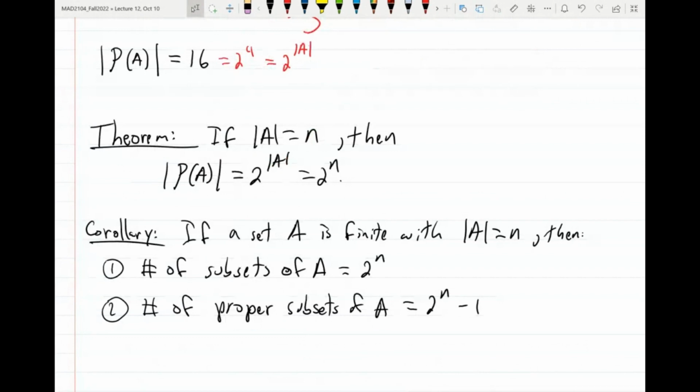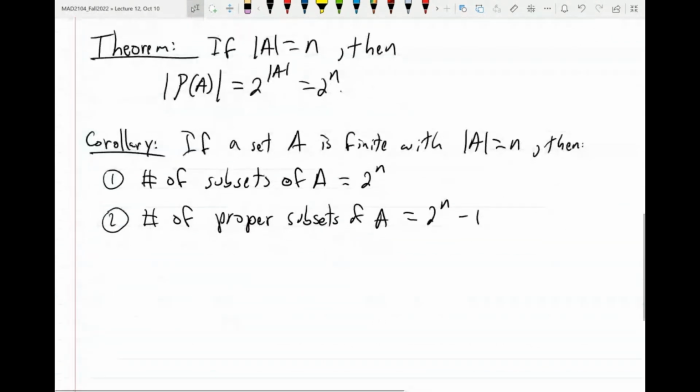Okay? So the number of subsets is just 2 to the n, where n is the number of elements. The number of proper subsets is 2 to the n minus 1. Now you know why minus 1. You're just removing the whole thing, like the entire set. We okay with this?